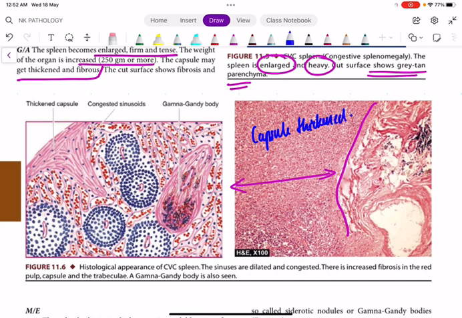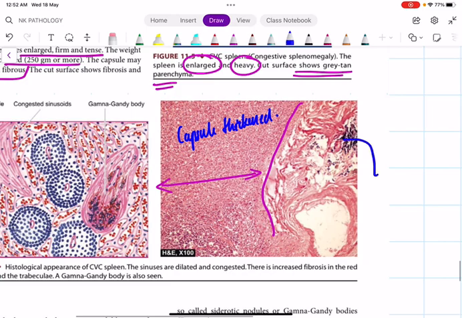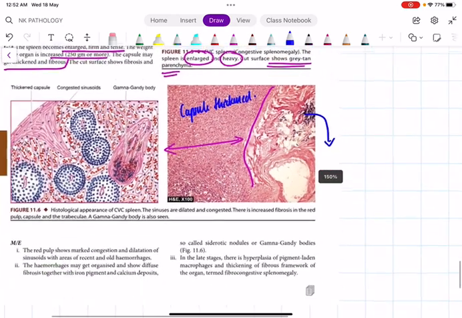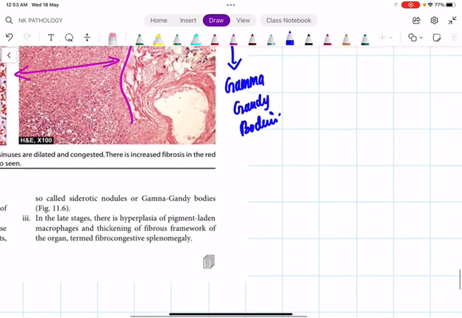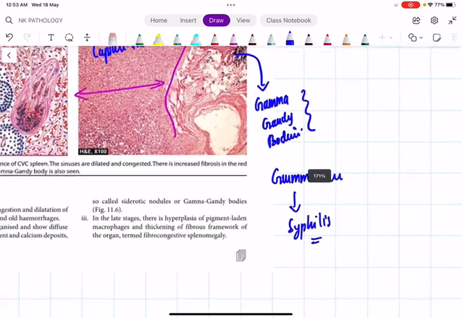And what you are seeing here? Some nodules with some black. Whenever in hematoxylin and eosin you see something black, that is mostly calcium. So these are called Gamna-Gandy bodies. This should not be confused with the gummatous lesions. Gummatous lesions you will see in syphilis. These are Gamna-Gandy bodies.